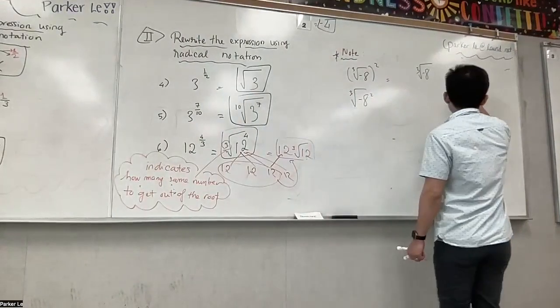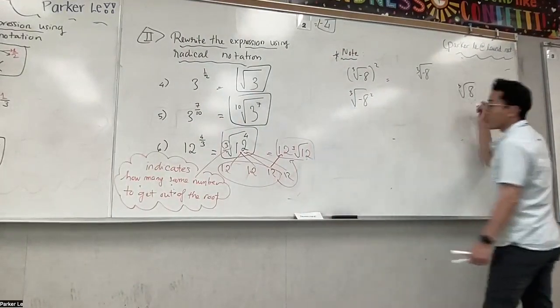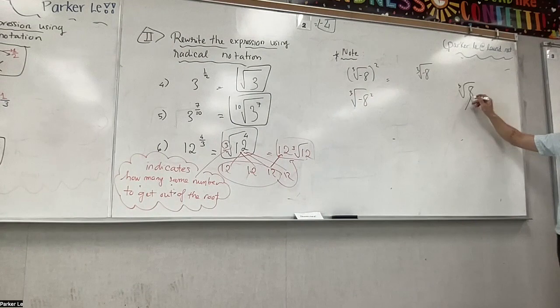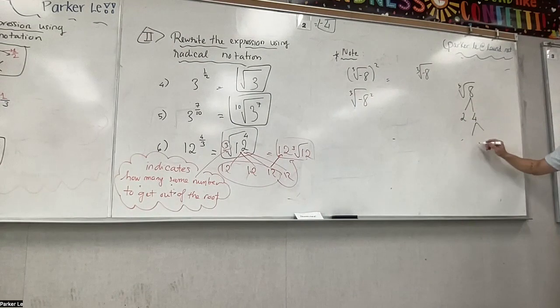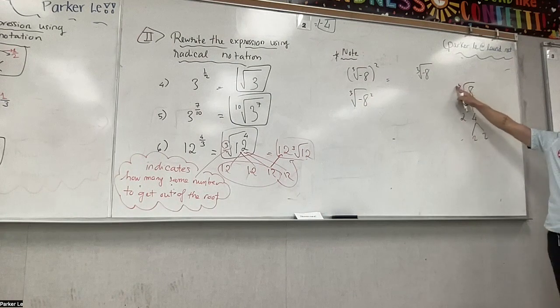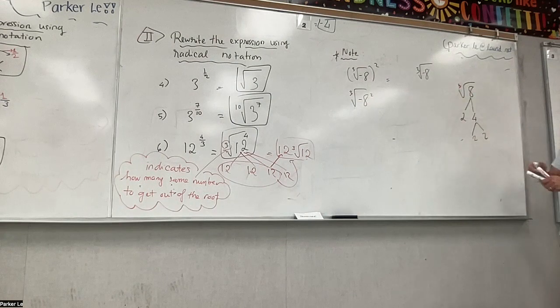What is the cube root of 8? 2. We're going to break it down. What is 8? 2 and 4. What is 4? 2. How many of the same number do you need? 3. Do you have enough 3? Yes, so the 2 goes out, right? So the cube root of 8 is 2. Any question here?